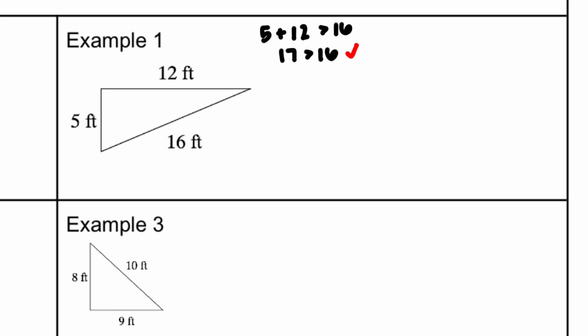Now again, I need to know what A, B, and C are. C is always going to be the biggest number, and then A and B don't matter after that. So I'm going to plug it in as 5 squared plus 12 squared, and I'm going to compare it to 16 squared. You're going to plug this left side of the calculator in and get a number.